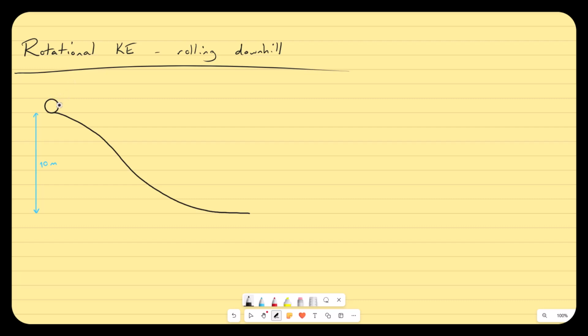We can make this thing a solid cylinder, because why not? A solid cylinder will have a gamma of 1/2. We can give this a mass of 2 kilograms, and maybe a radius. We ultimately know the radius isn't going to matter, but let's give it a radius of 10 centimeters. We're going to start it from rest, and I would like to know the speed at the bottom.